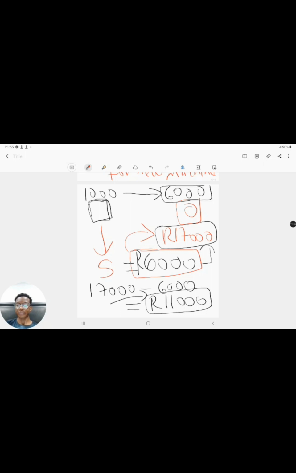Okay, so that is the whole principle behind the sinking fund. The sinking fund is simply your future value. Sinking fund is a future value. Remember that, drill that into your head. It's the money that you don't have currently that you need to save up for.